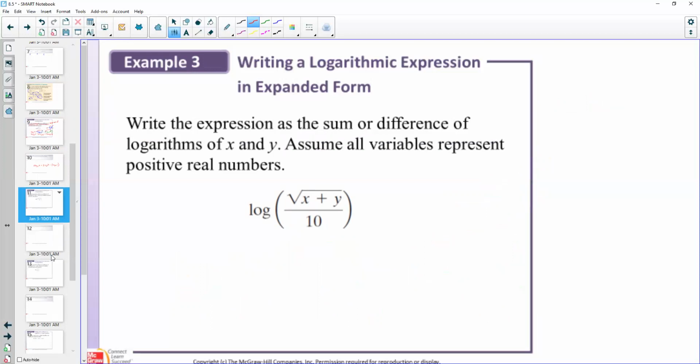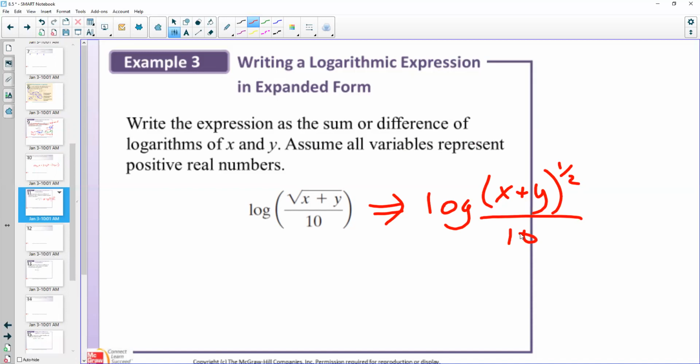This one is a little weird. There's a square root in there. But remember, a square root is just a fractional exponent, just not written the same way, right? So I'm going to rewrite it first with an exponent. I'm going to write it as log of x plus y to the half over 10. All right, not the end of the world.